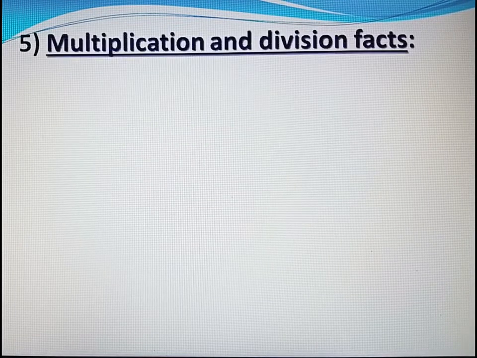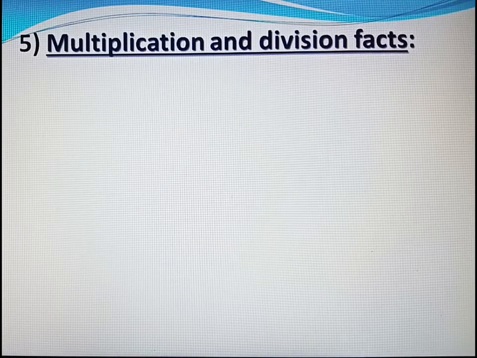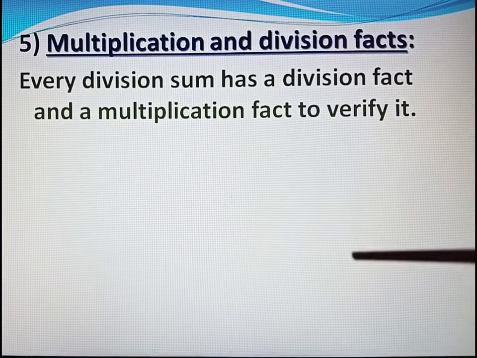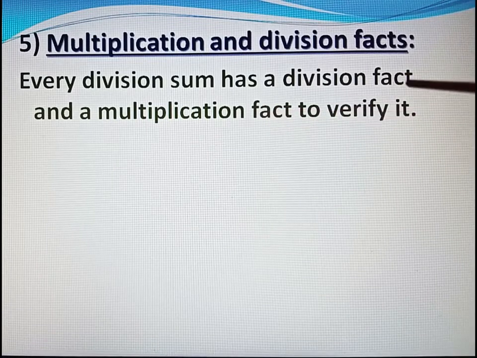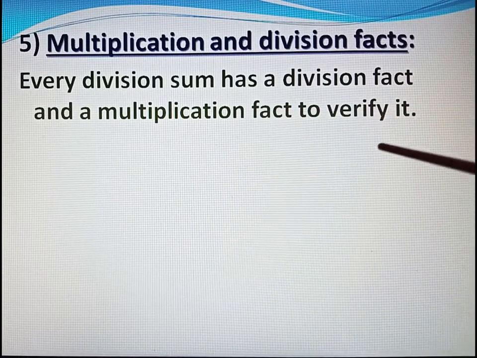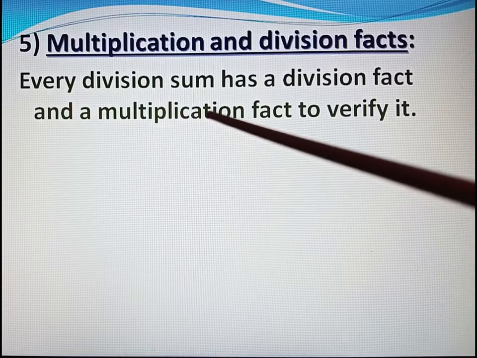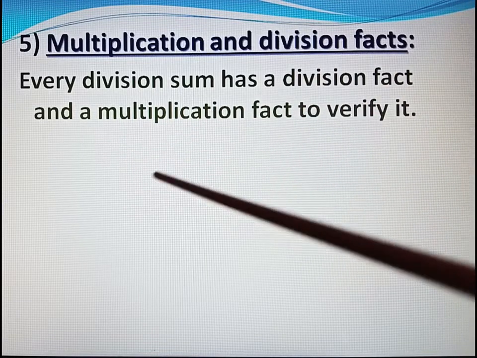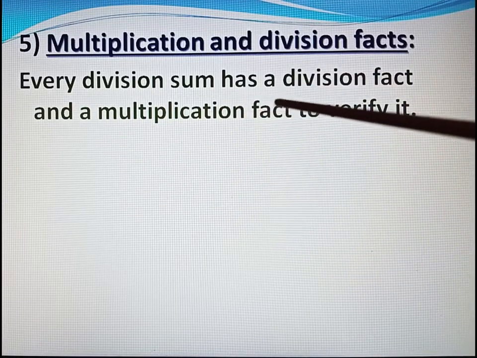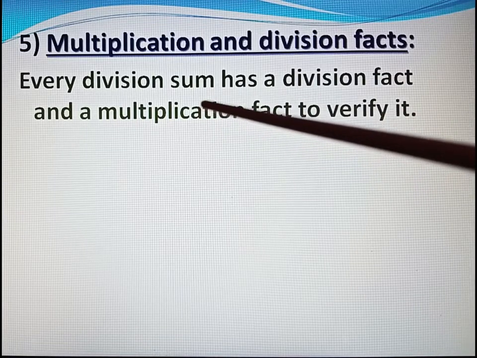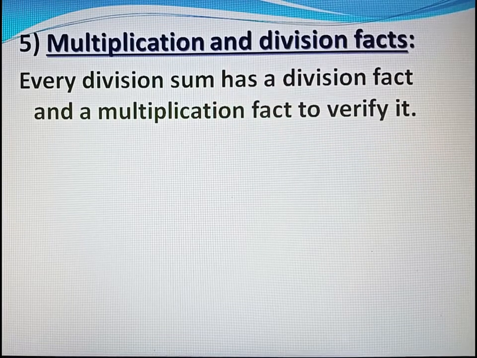Fifth property, multiplication and division facts. I will explain you by an example. See, every division sum has a division fact and a multiplication fact to verify it. हर डिवीज़न सम का डिवीज़न फैक्ट तो होता है और उसका मल्टीप्लिकेशन फैक्ट उसको वेरीफाई करता है कि दैट डिवीज़न सम इज़ करेक्ट और नॉट.